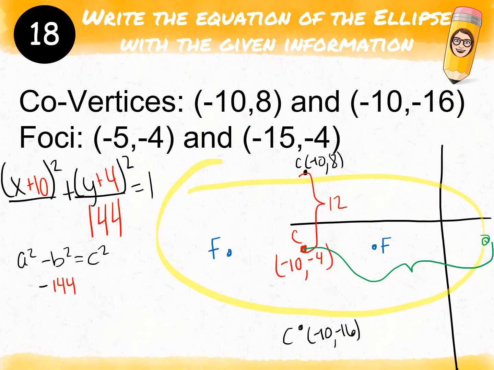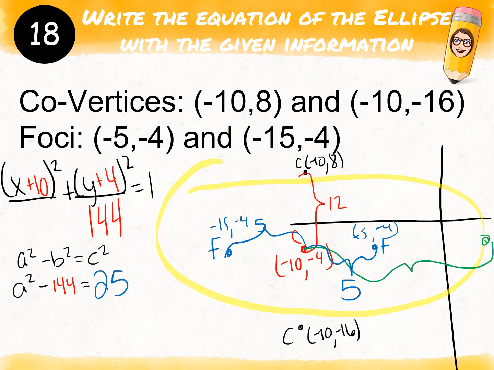I don't need to square root it. I don't know my longer distance, but we can work with c squared because I know my focus. My focus was at negative 5, negative 4. The distance from the center to the focus, negative 10 to negative 5, is 5. Or we could use the other side, right? Negative 15 and negative 4. The distance, still 5. 5 squared, 25.